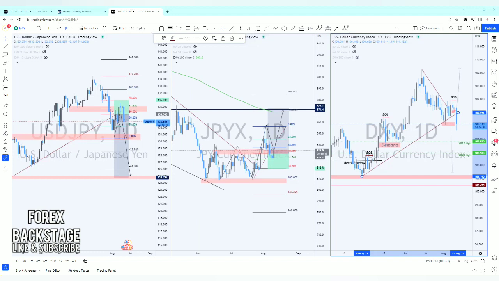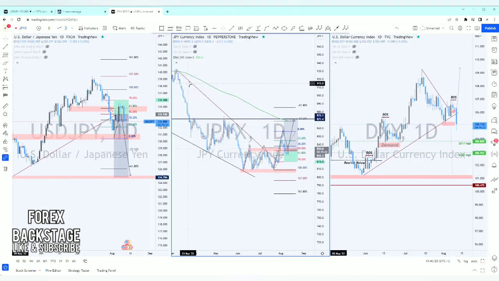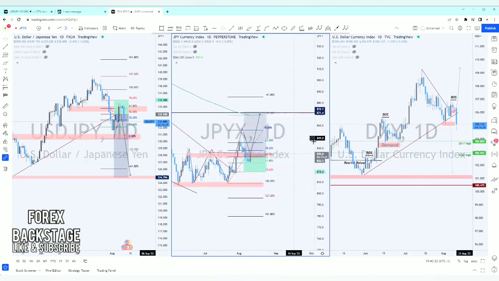Last week I shared some technical analysis and an insight on using the DXY and the JPY index to base off trading USDJPY. In the middle you can see the JPY index, which I explained had a triple bottom. Then price just broke out of this daily trend. You can see clearly we broke this trend line.